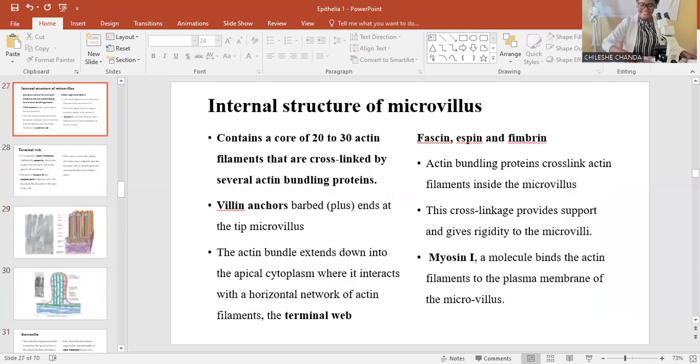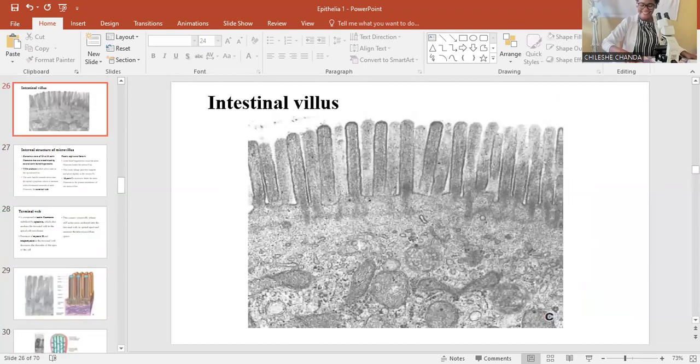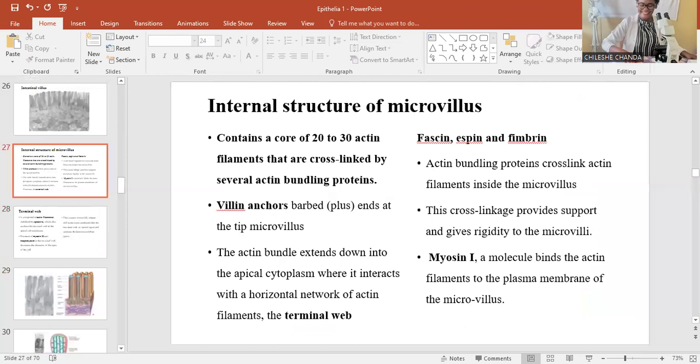Okay. So now, internal structure of the villi, internal structure of the microvilli. Microvilli, those modifications that are found on top of absorptive cells in the intestines.